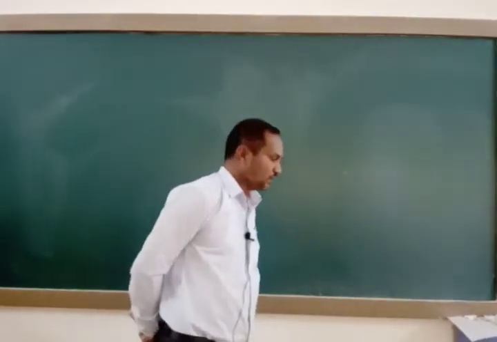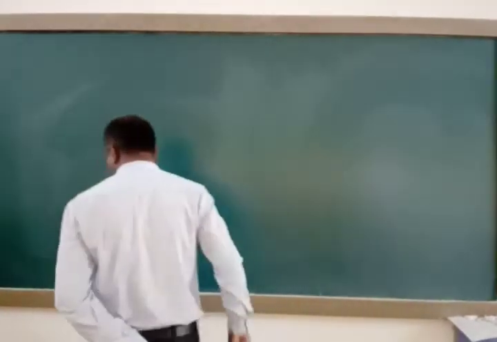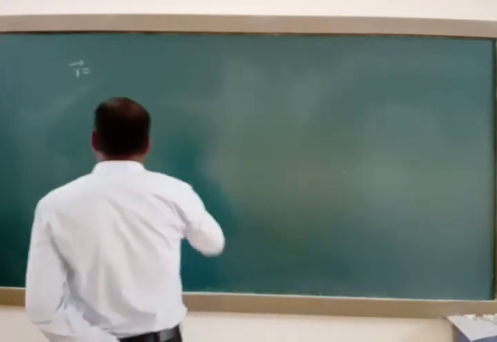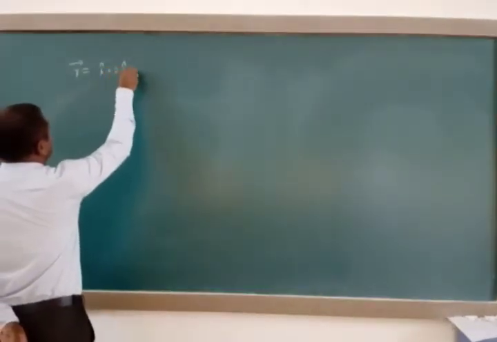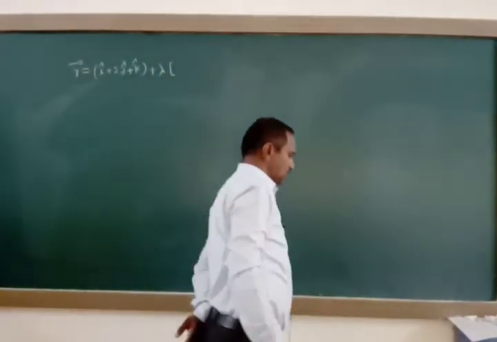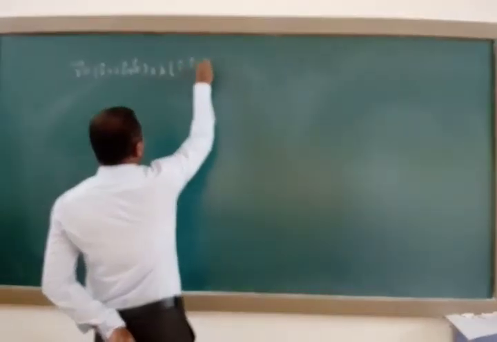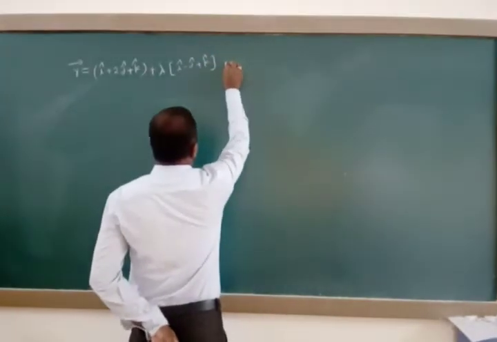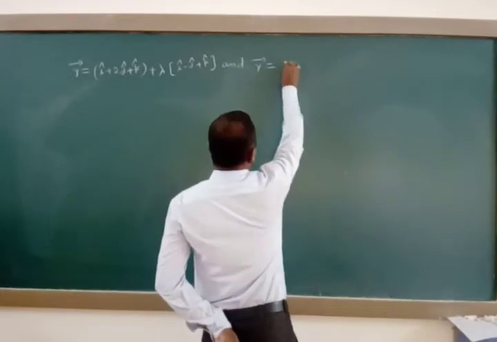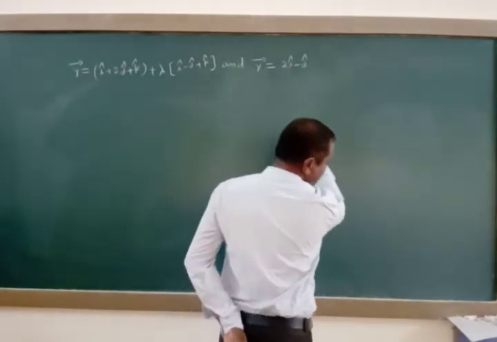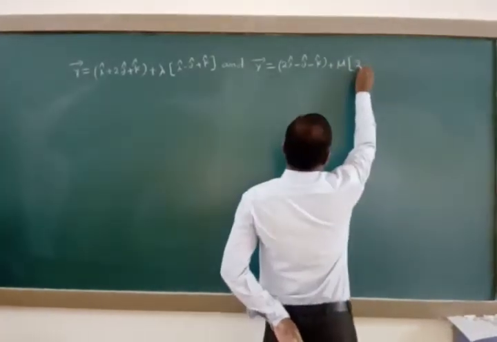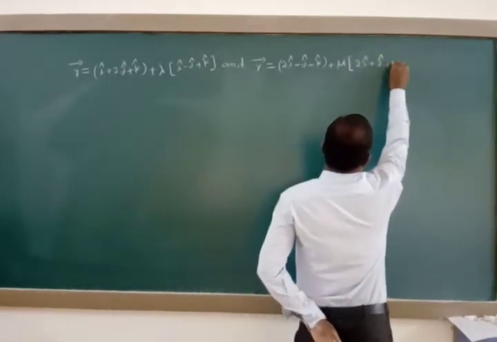The first question is: find the shortest distance between the lines r vector equals i cap plus 2j cap plus k cap plus lambda into i cap minus j cap plus k cap, and one more line, r vector equals 2i cap minus j cap minus k cap plus mu into 2i cap plus j cap plus 2k cap.